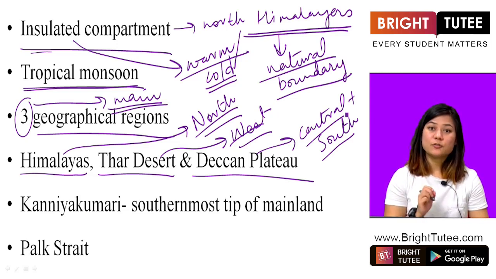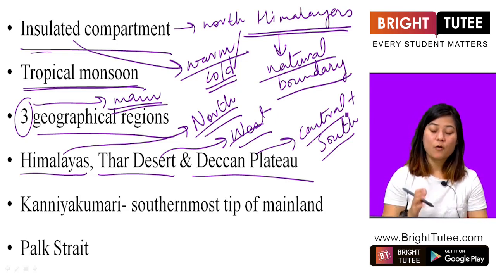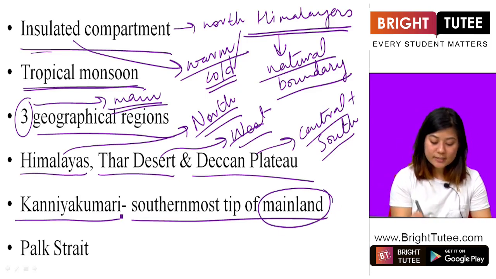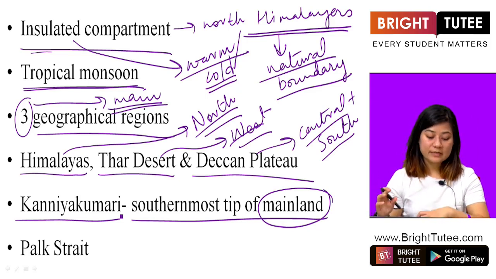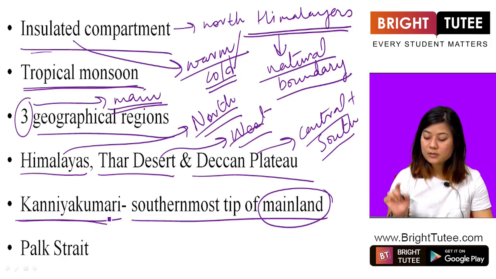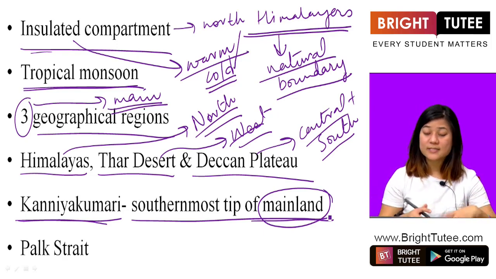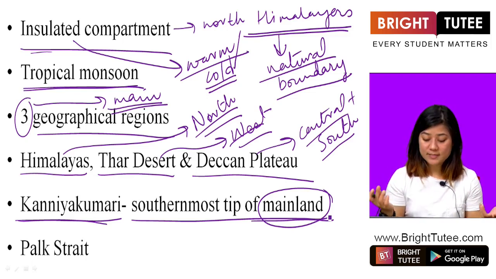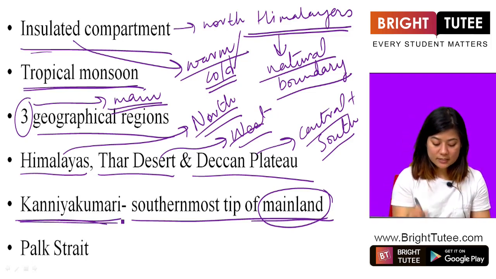Now remember, I told you about Indira Point being the southernmost point of India. The southernmost tip of mainland India is Kanyakumari. So Indira Point is the southern point of India, while Kanyakumari is the southernmost tip of mainland India. If you exclude the islands, the Andaman and Nicobar Islands and Lakshadweep Islands, and only take the mainland, the peninsula, then the southernmost tip of that mainland country is Kanyakumari.